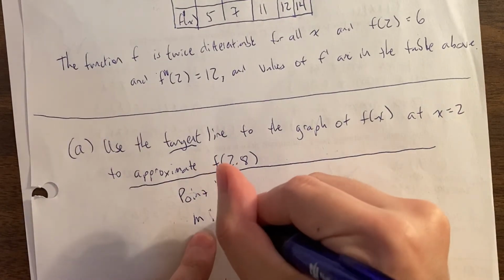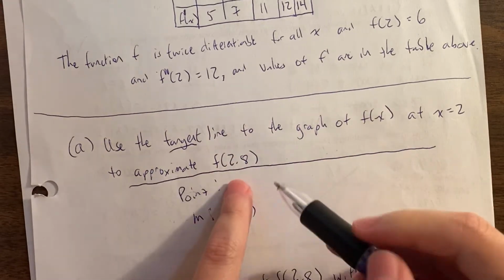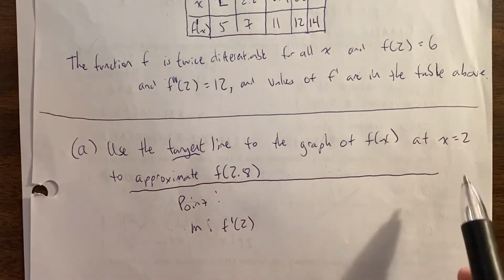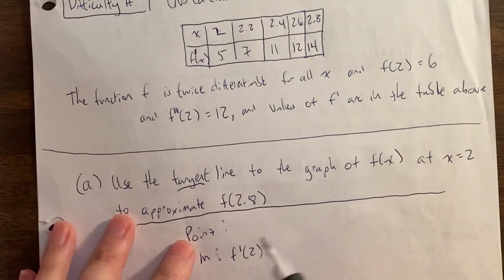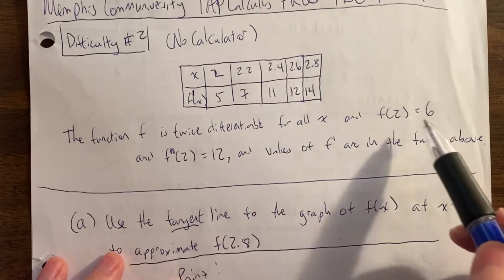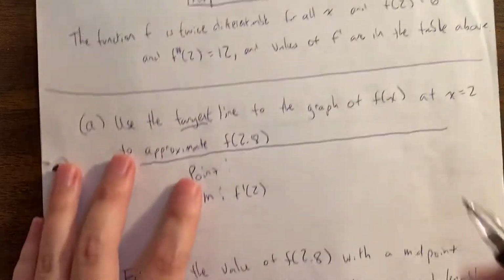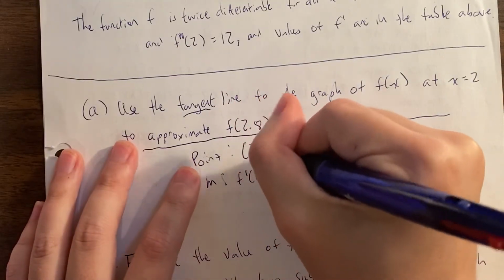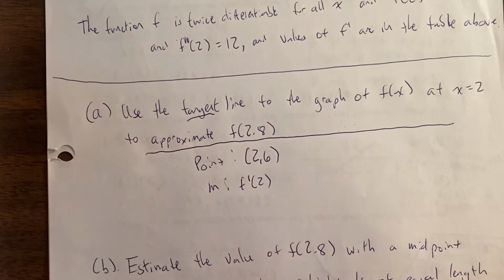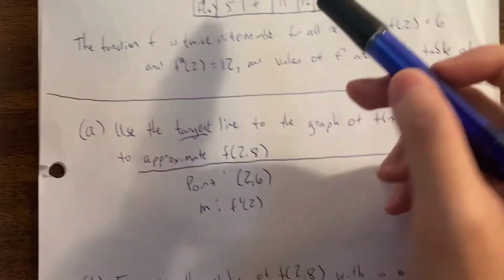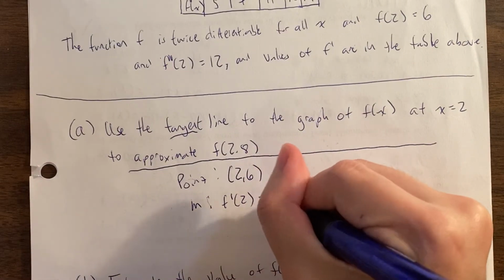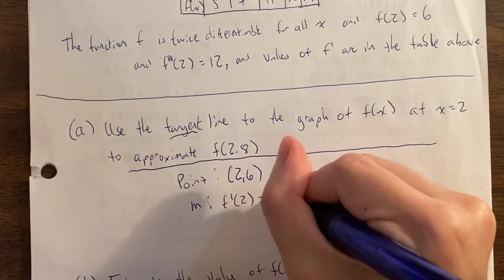So it will be f prime of 2. Remember that we're not caring about this 2.8 number. We only care about 2, and we'll plug in 2.8 at the very end. So first we need to find the point, and here the point's pretty easy because it's right here, 2, 6. Finally, we want to find the derivative, so f prime of 2. Well, f prime of 2 will be in this table. We're going to be using this table in every single question. Looks like it's 5. Hopefully we can tell that's a 5.